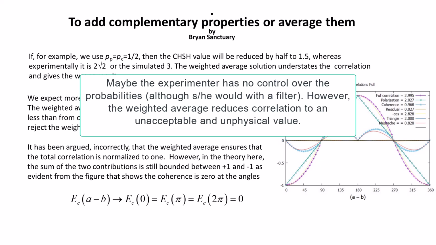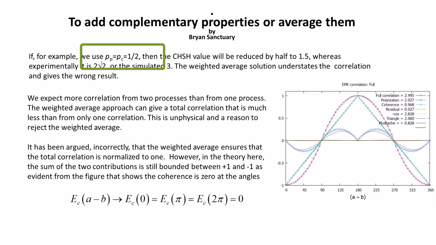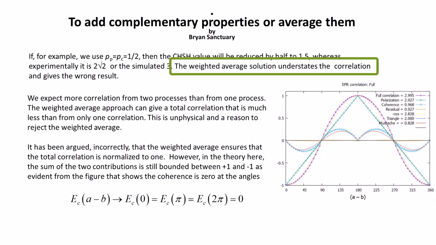Nonetheless, any averaging loses correlation. For example, the use of the two probabilities equal to 1/2 gives a maximum CHSH value which will be reduced by half to 1.5 or to root 2, whereas experimentally it is 3 from the simulation and 2 root 2 from quantum mechanics. How can including a second source of correlation lead to a decrease in the CHSH value? Clearly, Larsson's approach underestimates the correlation and is therefore wrong.